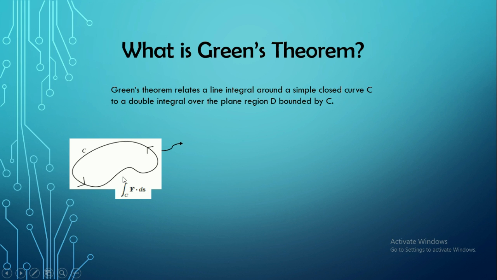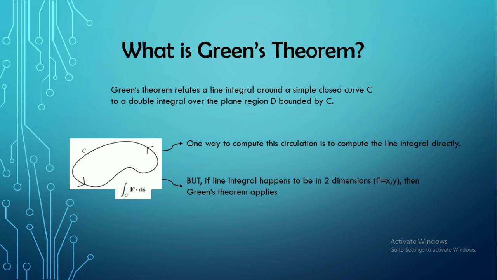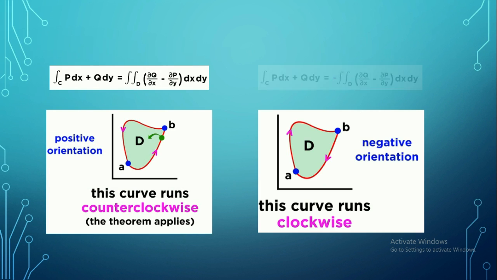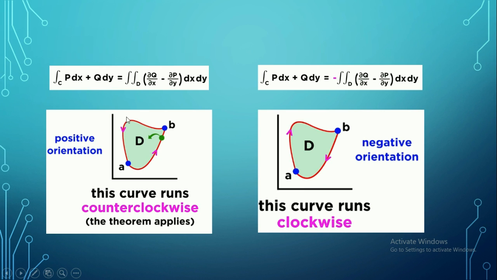First, we can compute using the line integral directly, but what happens if we have two terms, x and y? This is why we apply Green's theorem. We have two conditions. First, counterclockwise, the equation is like this. It is the same for clockwise. The difference is only the negative sign for negative orientation, or clockwise.